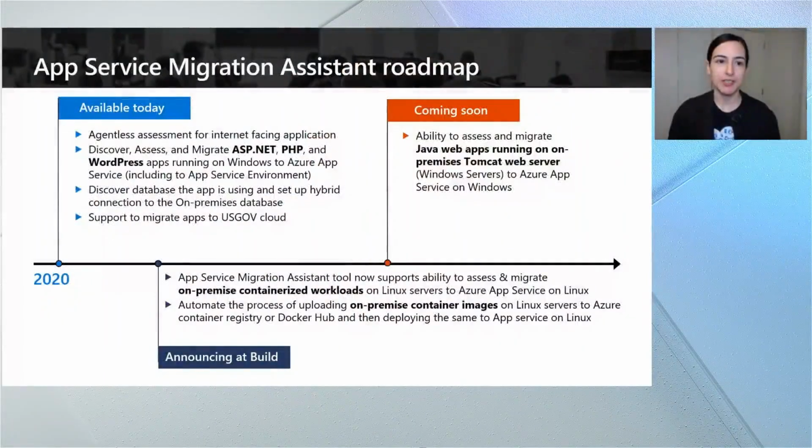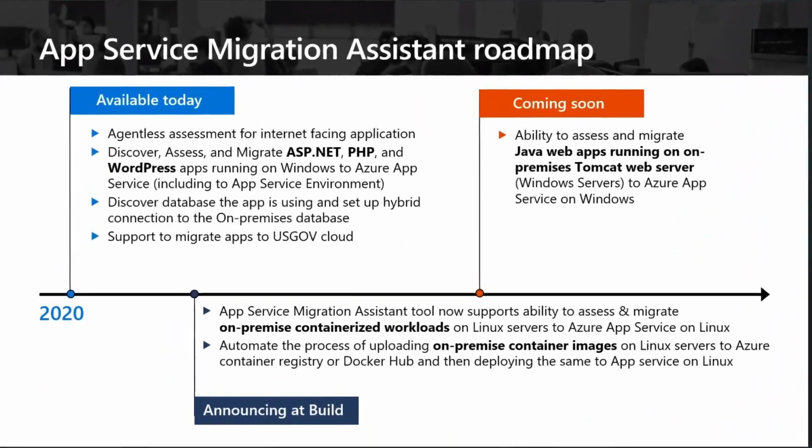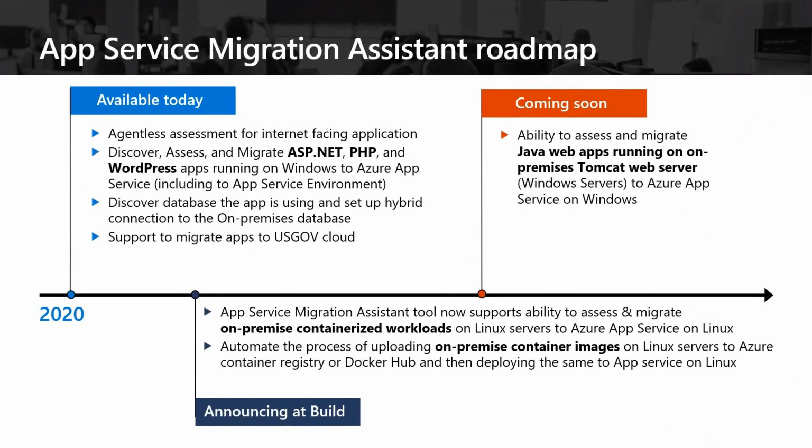So now that you've seen a little bit of the options in action, I'll talk a little bit about a roadmap. Some of the stuff that's available today that we showed, you can see the agentless assessment for internet-facing applications. You saw the migration assistant in action, discovering, assessing, and migrating an ASP.NET application on a Windows server. That, of course, also works equally well for PHP applications, including WordPress. You saw some of the work for helping set up hybrid connections, so you can test an application without having to migrate your database first. And this works when targeting US government cloud as well.